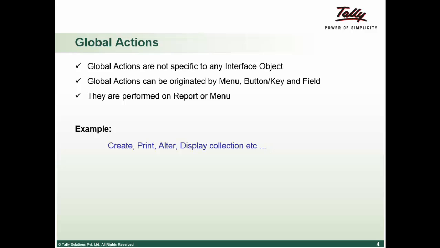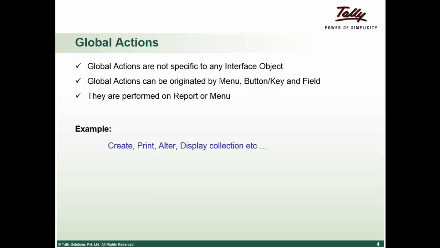Global actions can originate from a menu, as we have already seen in the menu in which we were writing display. At the menu definition, we were writing action display. So display is an action. At button level, we have also created a button and we have seen there is an attribute called action, and there is a series of actions available, and this action can be global actions. And at field level, you can specify an action. These global actions can be performed only on a report or menu.